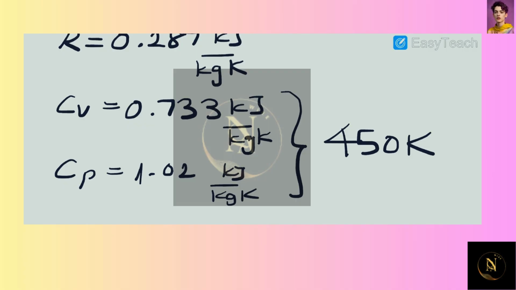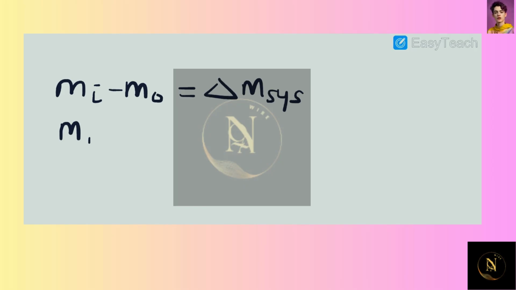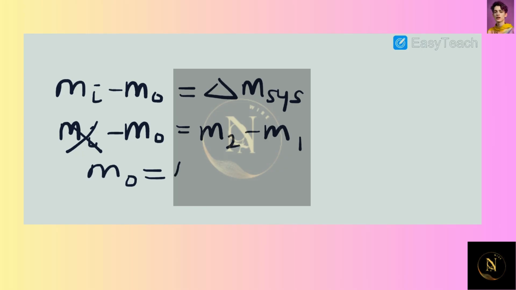So next what we're going to do is define our system. We're going to define the tank as our system, and when we do our mass balance, we know that the mass coming in minus the mass leaving is equal to the change in mass of the system. So we can say that Mi minus Me is equal to M2 minus M1. However, there's no mass coming in, so Mi is 0, so all we have is Me, which is the mass that's leaving. So Me is equal to M1 minus M2.